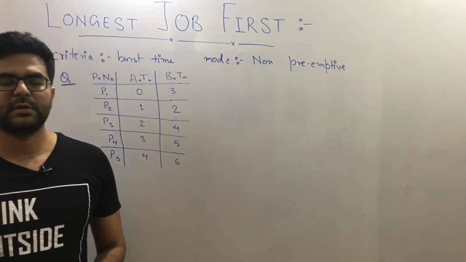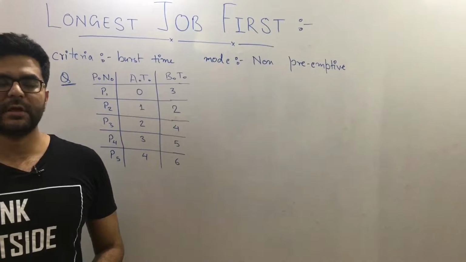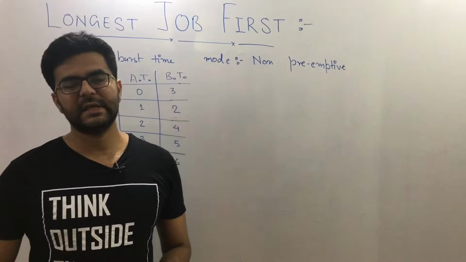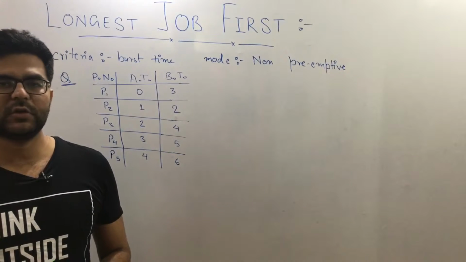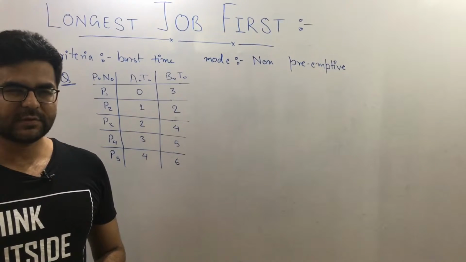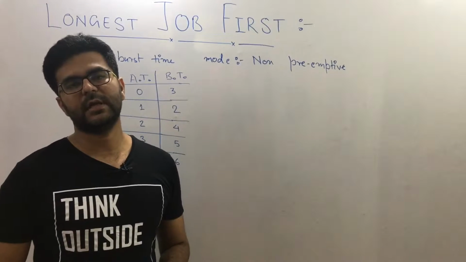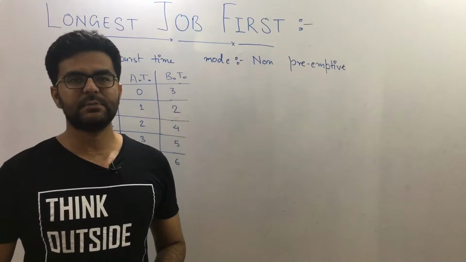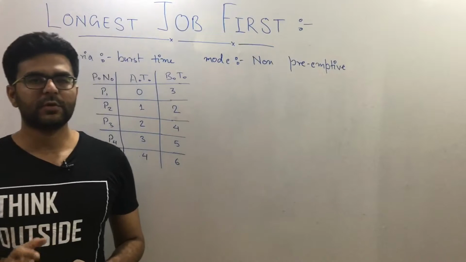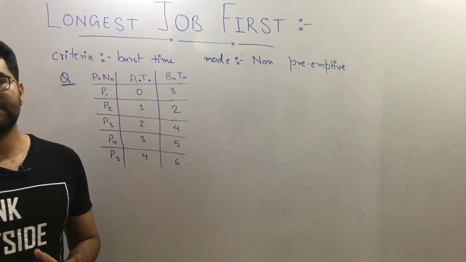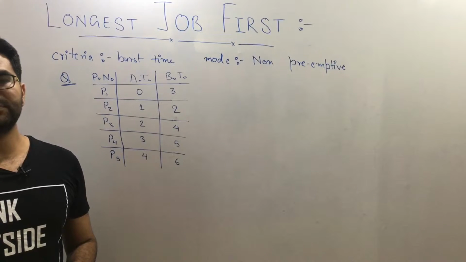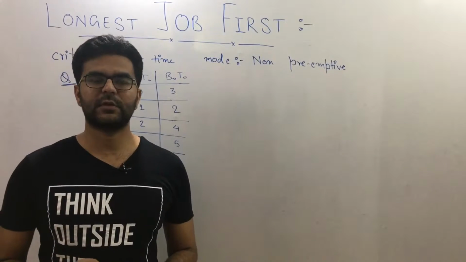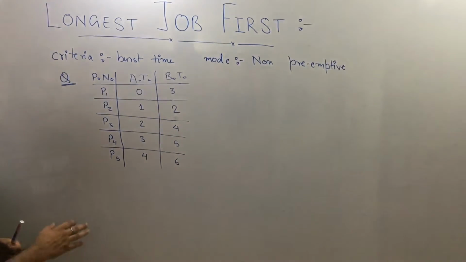As we were talking about the CPU scheduling techniques, the next and important technique in CPU scheduling is longest job first. This technique is also known as LJF, and the criteria of execution is burst time. We will schedule in the Gantt chart the process which has the maximum burst time. This mode of execution is non-preemptive, meaning if a process is scheduled inside the Gantt chart, we will not preempt that process in between. If a process is scheduled, then you need to schedule that process for its entire life. Now consider this problem.